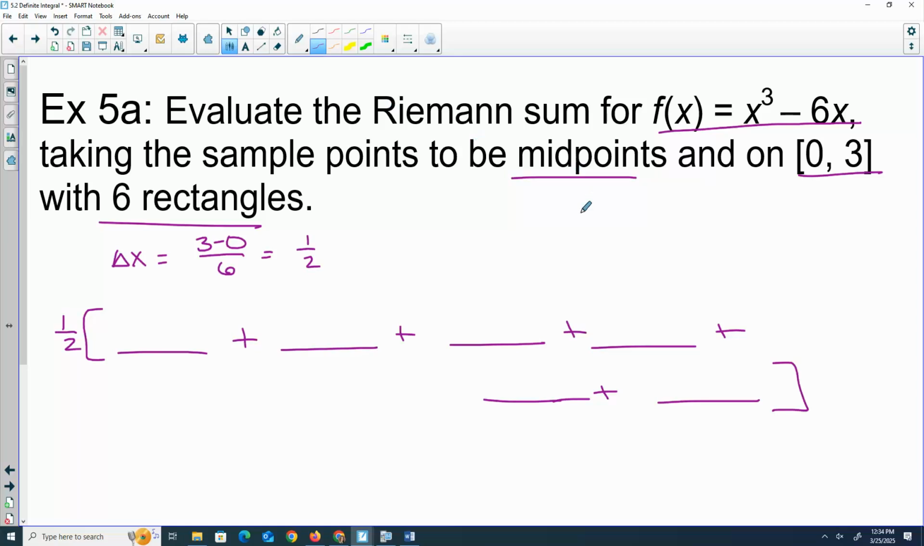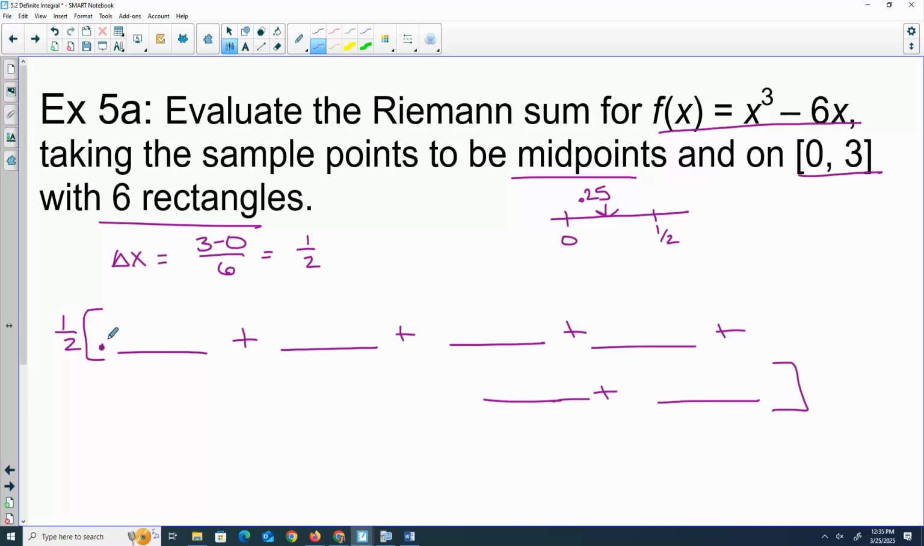If you're starting at 0, and you're going up by 1/2. If I were doing a left-hand sum, what would be the first x value? 0, and then it would be 0.5, 1, 1.5, 2, and 2.5, right? If you were doing the right-hand sum, you'd put in 0.5 first. We want the midpoint, so in the middle, 1/4, or I'll just write it as a decimal, 0.25.